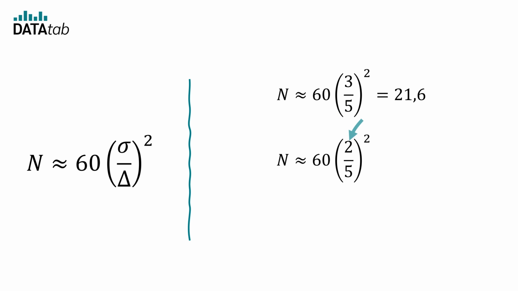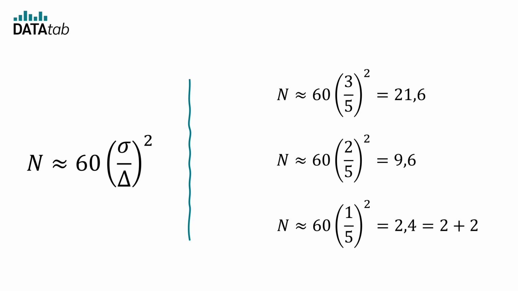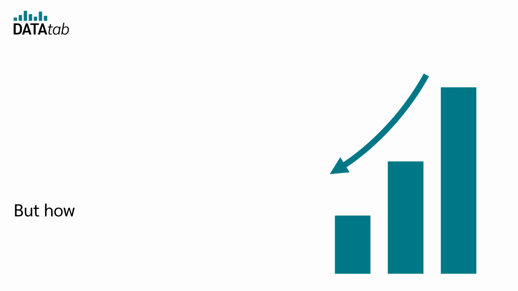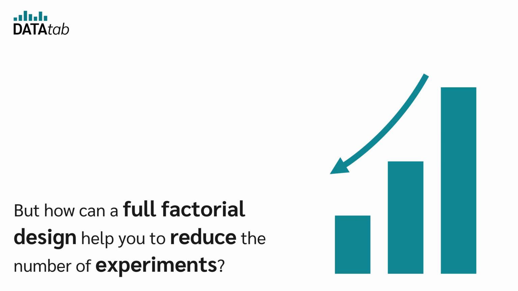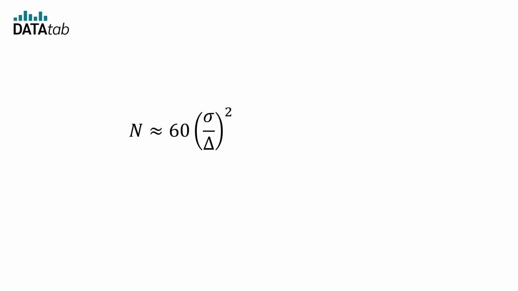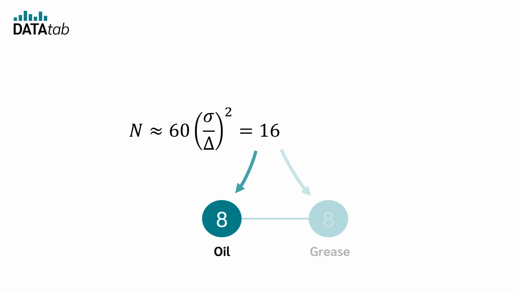If we only have a standard deviation of 2 Nm, we only need 10 runs. And with a standard deviation of 1 Nm, we get 2.4. So we need 2 runs with greased bearings and 2 runs with oiled bearings. But how can a full factorial design help you reduce the number of experiments? Let's assume that the calculation of the number of runs results in 16 experiments. So 8 runs with oiled bearings and 8 runs with greased bearings.